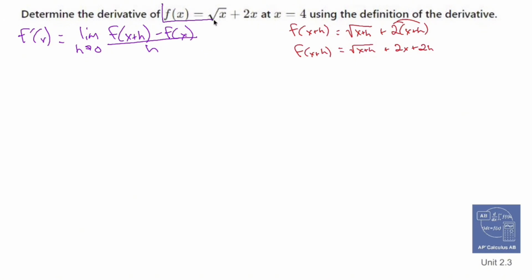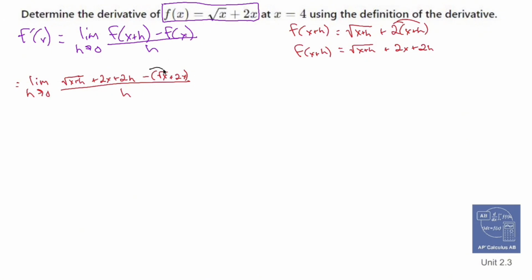We know what f of x is. We just found f of x plus h. It's there in red. So let's take the limit as h approaches 0 of root x plus h plus 2x plus 2h minus parentheses root x plus 2x, all over h. Now the issue is we don't want to plug in 0 for h because then we get something that's undefined. You can't do it yet. So we need to see if we can work some magic.